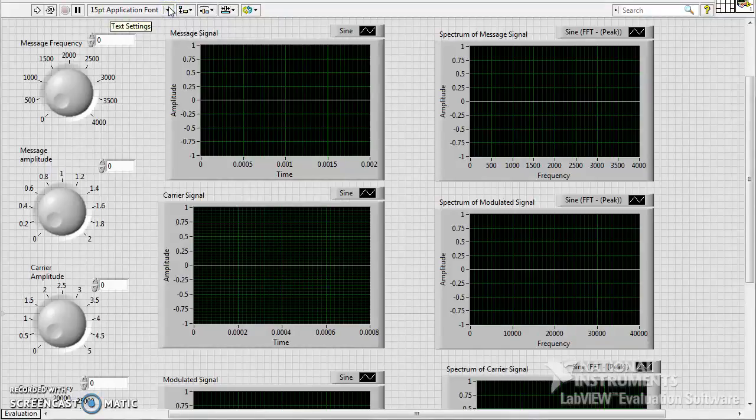Here we'll have to verify those three conditions which were specified with respect to the message and the carrier signal. So let me give the message frequency around 2000 Hertz and message amplitude let it be 0.5 volt. Coming up with the carrier amplitude, let it be around 3 volt. Carrier frequency, so let me choose the carrier frequency as 30,000 kilohertz. Sorry, 30 kilohertz. So let us run this.